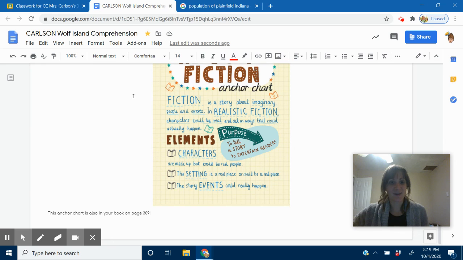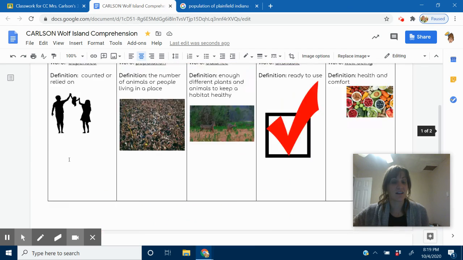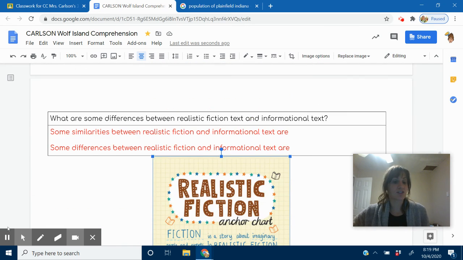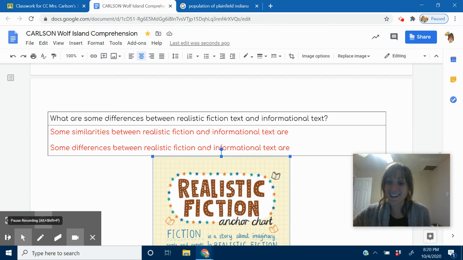All right, friends. So I hope this is fun. By the way, this anchor chart can also be found in your book on page 309. Alrighty, have fun inserting your pictures and answering your questions. I'm going to go ahead and stop right there and let you get going.